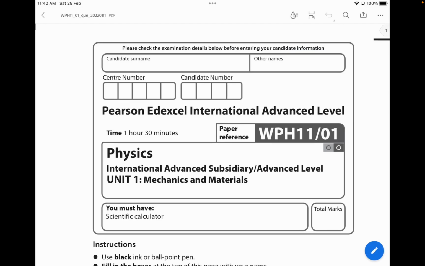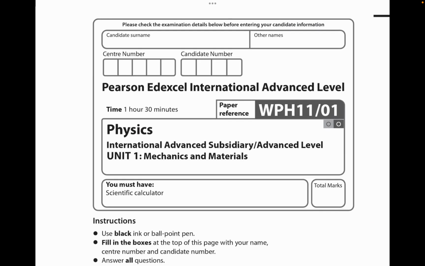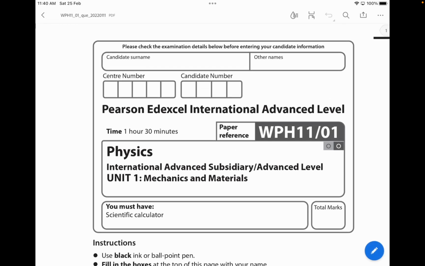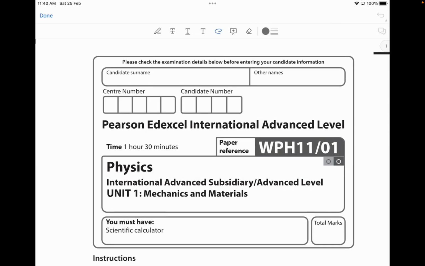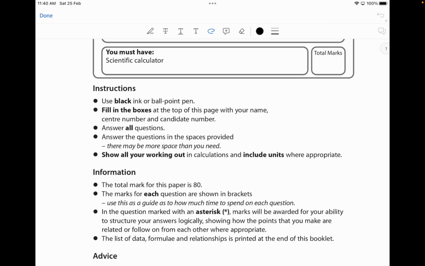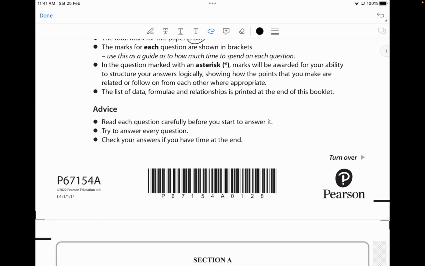And yeah, let's start with the video. Alright, so what we have to do first is to read the instructions given in the paper. The instructions are to use black ink, so that's very important, and show all your working and include all the units where appropriate. For this physics Edexcel paper, you have to show all the units, meaning like if you say 10 newtons times 15 meters, you have to show the units. It's very important while solving the question. The total mark for this paper is about 80, so we can start with the first question.